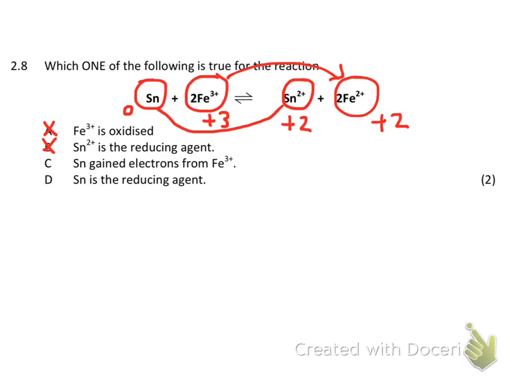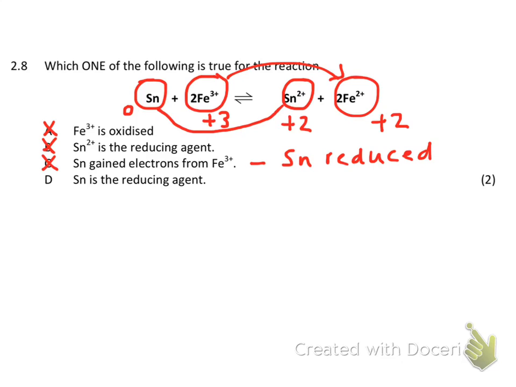What about C? Sn gained electrons from Fe3+. If it gained electrons, then it would have been reduced itself, because reduction is gain. And if we have a look at Sn, it goes from 0 to +2, which means that its oxidation number is increased, so it's been oxidized. So it hasn't been reduced, and so C can't be the correct answer.